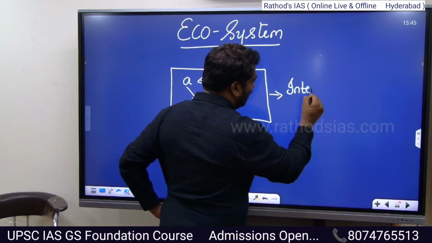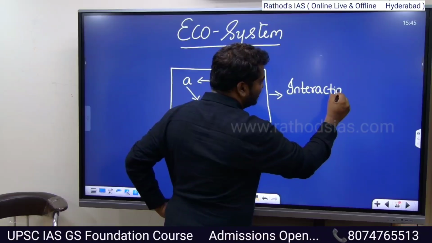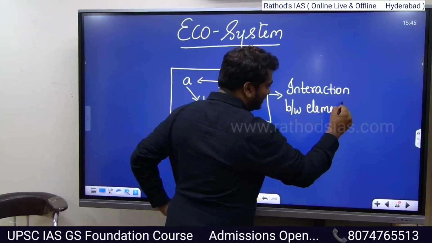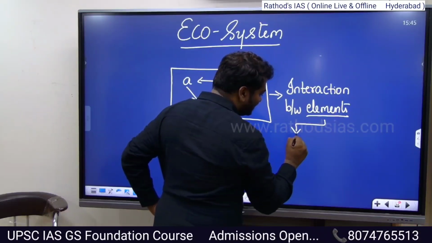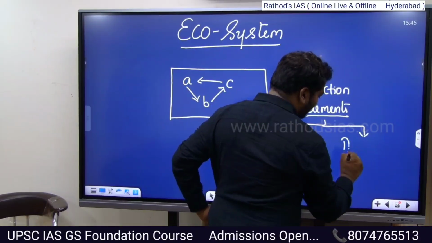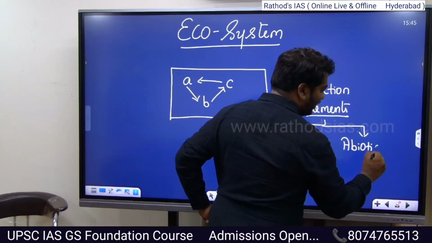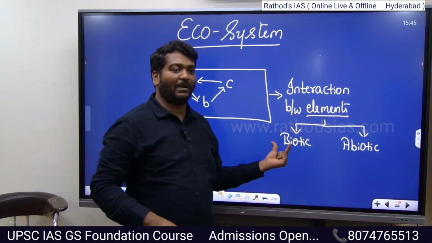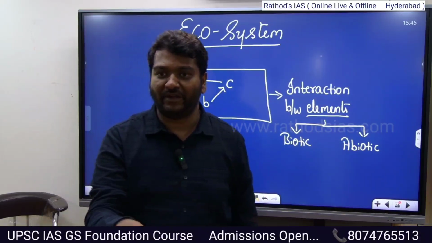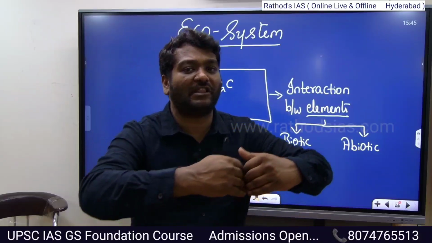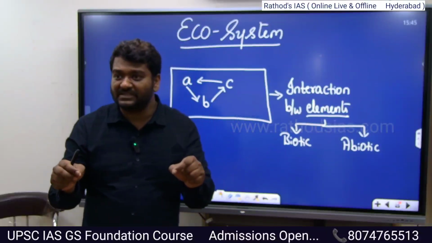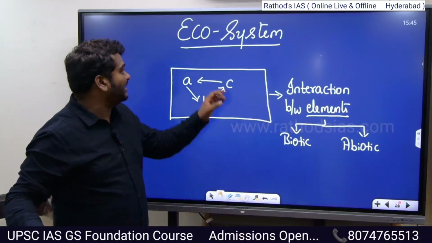So what is a system? System is what we call interaction between elements. And guys, what are these elements? These elements are biotic and abiotic. Are you getting the point? That's why first I did environment. So, what is environment? Environment means all the elements that are there in the surroundings. Now, how these elements interact with each other is studied in ecosystem.